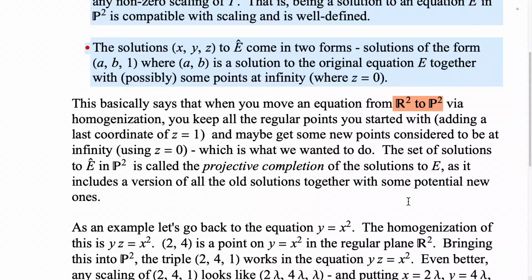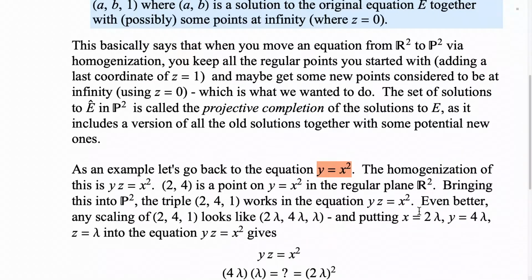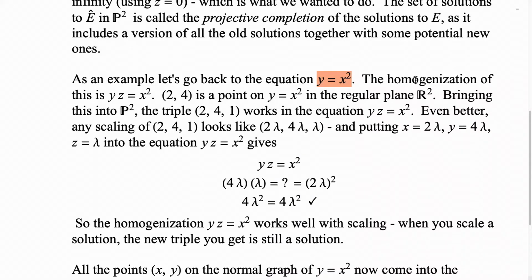The set of solutions to E hat in the projective plane is called the projective completion of the solutions to E. It's called a completion because it contains all the old solutions, or at least a version of them, together with some potential new solutions as well. Now, just as an example of how this works, let's go back to the equation y equals x squared, the parabola in the plane. The homogenization of this is going to be the new equation yz equals x squared. That has total degree 2. We've now brought all the terms up to degree 2.